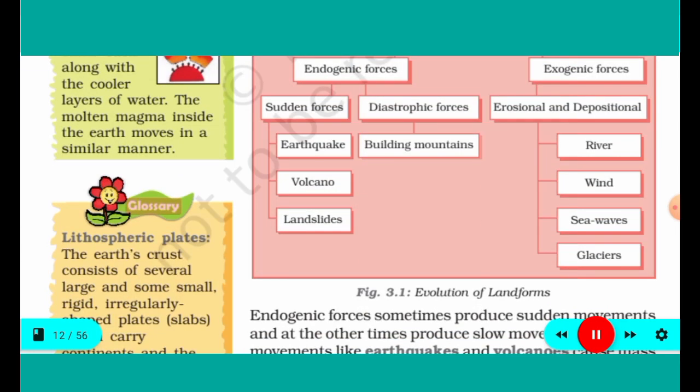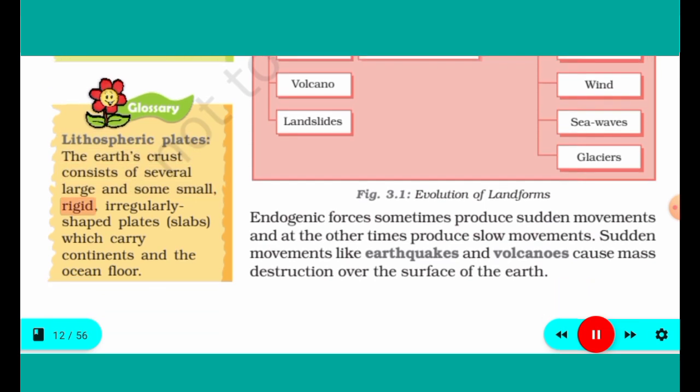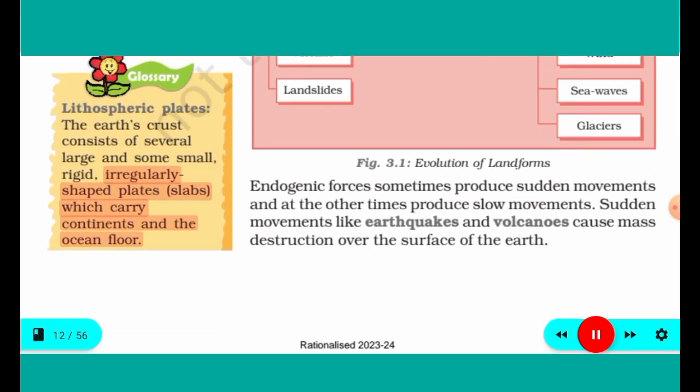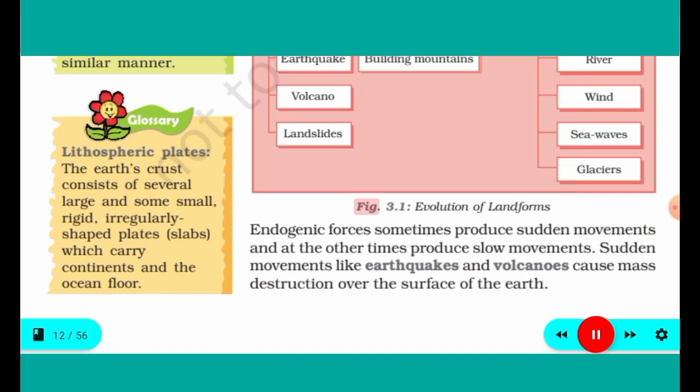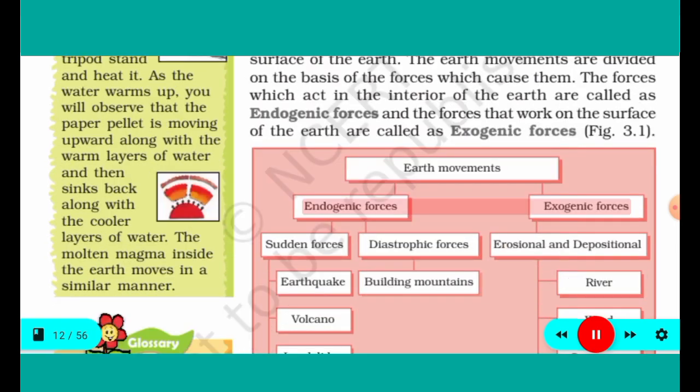Glossary. Lithospheric plates. The Earth's crust consists of several large and some small rigid, irregularly shaped plates, slabs, which carry continents and the ocean floor. Fig. 3.1. Evolution of landforms. Earth movements. Endogenic forces, exogenic forces.